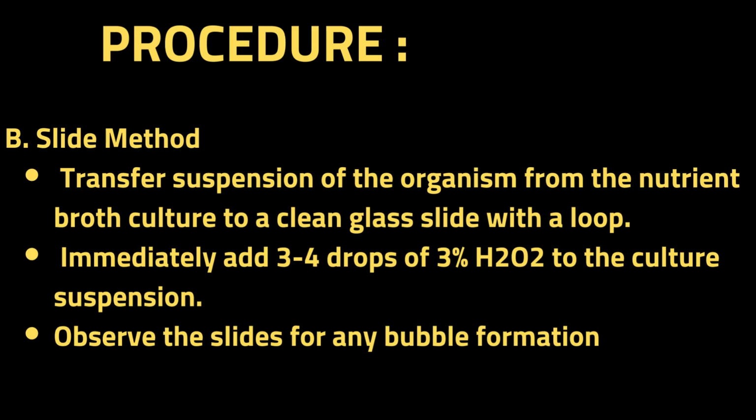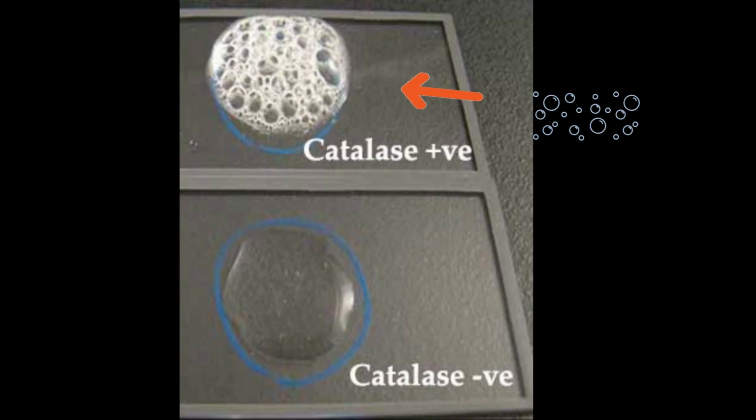B. Slide method. Transfer a suspension of the organism from the nutrient broth culture to a clean glass slide with a loop. Immediately add 3 to 4 drops of 3% hydrogen peroxide to the culture suspension. Observe the slides for any bubble formation.